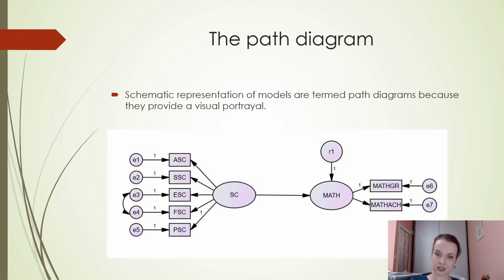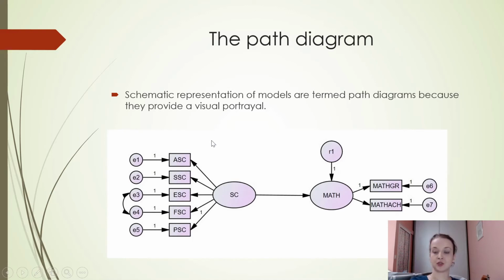So, associated with each observed variable is an error term from E1 to E7. And with the factor being predicted, math, is the residual term R1. There is an important distinction between the two, but we will not discuss it in this video due to this being a test video of an online lecture.